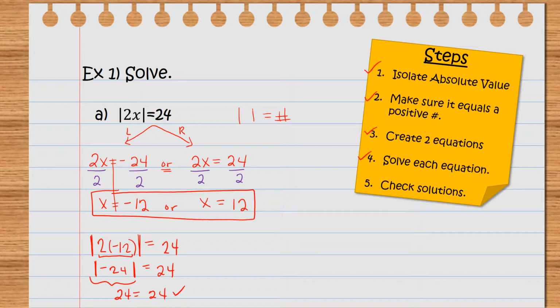Now we must check the second one. So absolute value of 2 times 12 should equal 24. 2 times 12 is 24. And so again, absolute value means how far away is 24 from 0. And it is 24 units away. So 24 does equal 24. So we are correct.